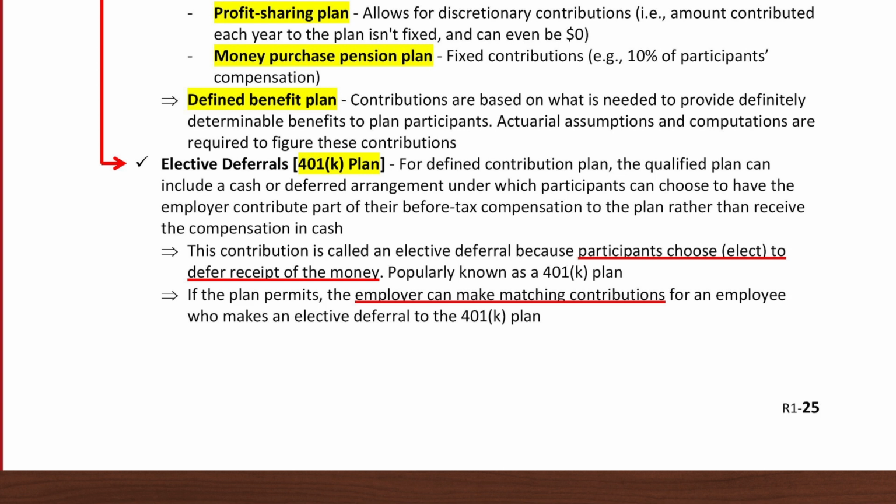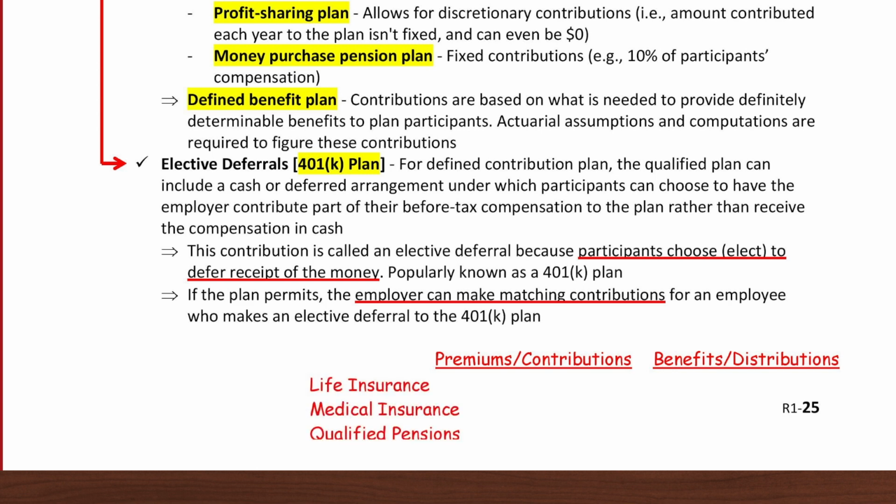Now that we've looked at a lot of non-taxable fringe benefits, let's do a little recap out here. I want you to do a small table where the first column, make it premiums or contributions. And the second one, let's have benefits or distributions. And let's look at the tax effects for life insurance, medical insurance, and qualified pensions.